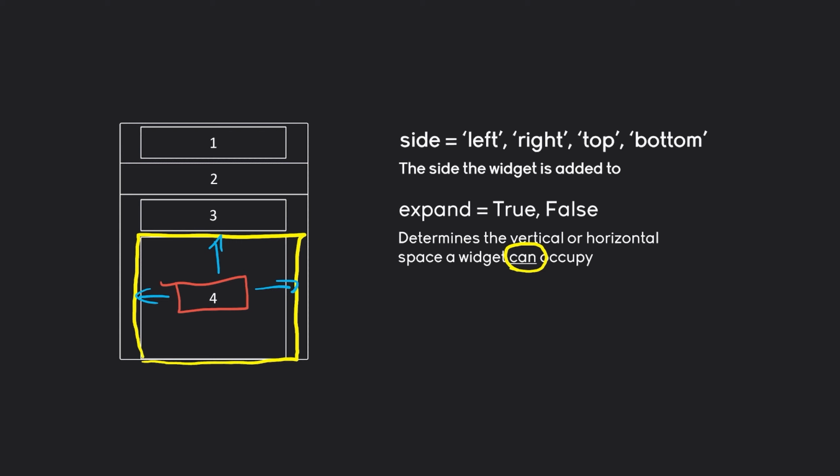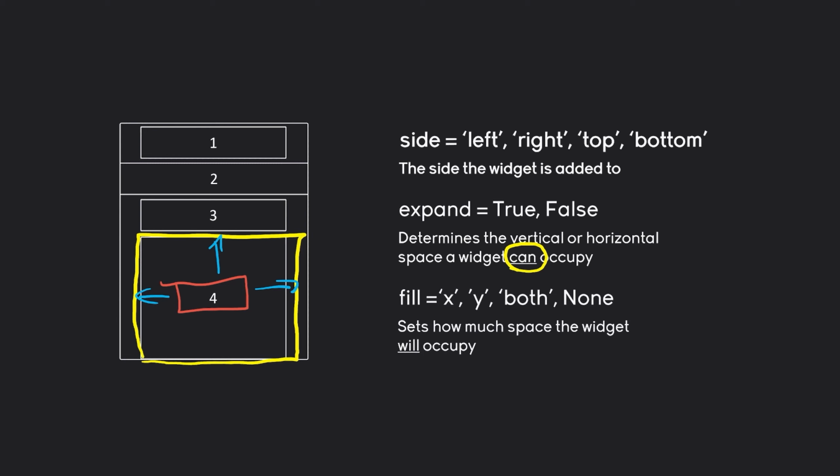For that, we have one more argument, and that is called fill. This one determines how much space the widget is actually going to occupy. The arguments we can use here are x, y, both, and none. None being the default argument. This one tells the widget to be as small as it possibly can. However, if we specified x in here, we would tell the widget to take up all of the horizontal space, which would make the widget look something like this.